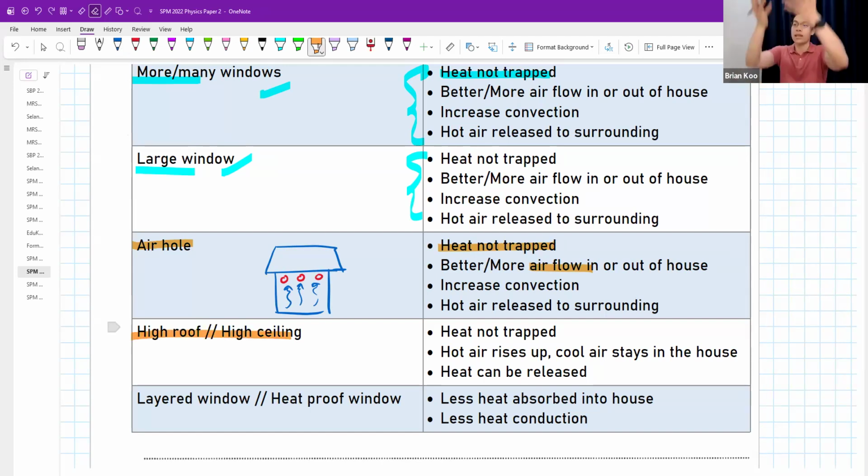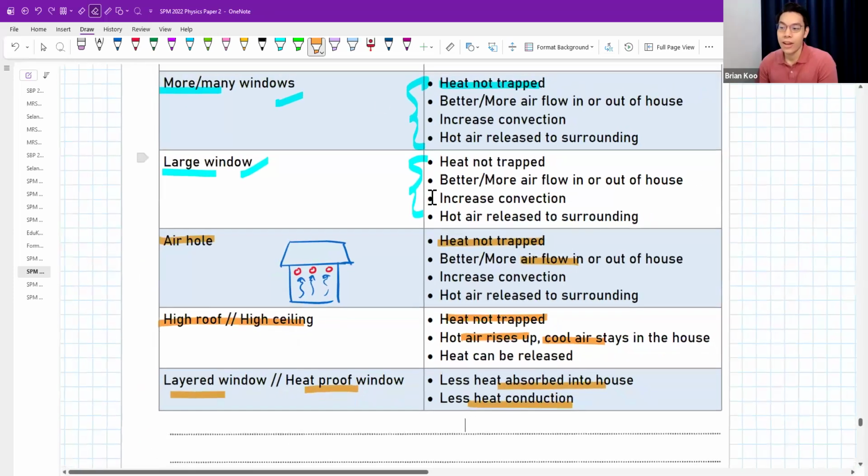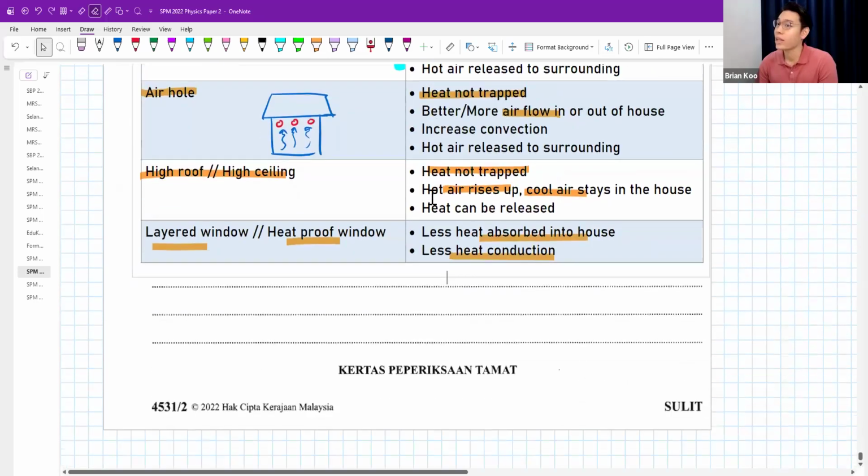I want a higher ceiling, higher roof. Higher so that hot air can rise up. It won't be so hot. Cold air stays in the house. Heat is not trapped. I want a layered window or heat-proof window. So less heat absorbed into the house, less heat conduction, not so hot. Okay? A lot of things to say.